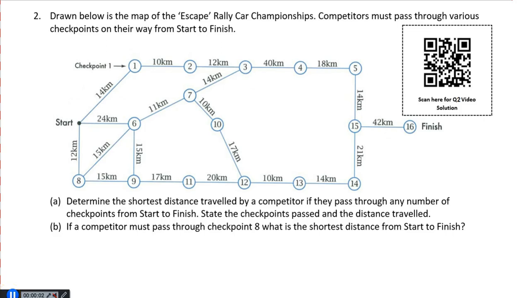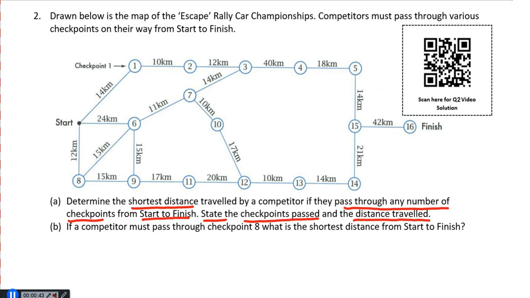Now let's look at how to solve question 2. For question 2, you are supposed to find the shortest distance traveled by the competitor, and you have to pass through any number of the checkpoints. In this case, it means any number. That means you don't have to go through all of the checkpoints, and you must start from the starting point and the finishing point. So the question wants you to state the checkpoints passed and also the relevant distance traveled.